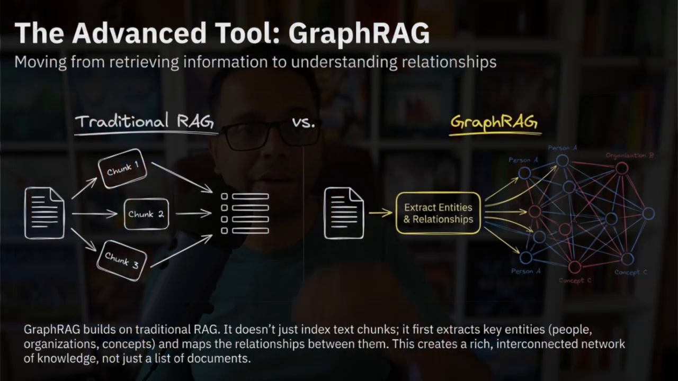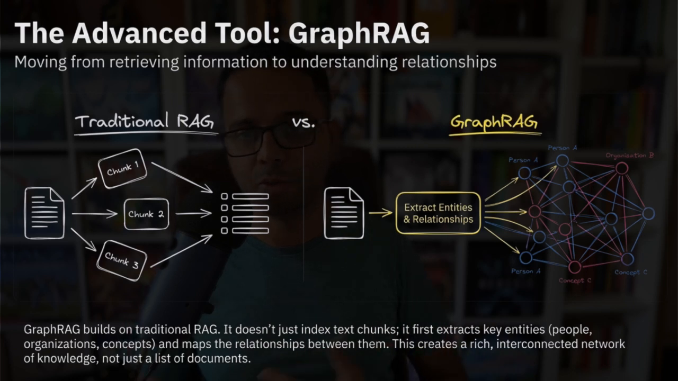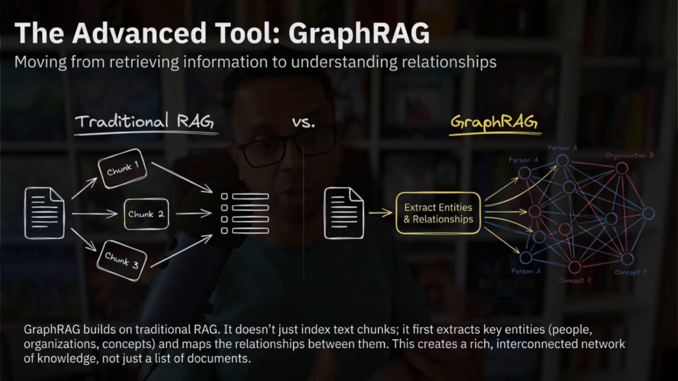And this is where we have GraphRAG, where basically we retrieve information to understand relationships. So what GraphRAG does, which is the primary difference between traditional RAG and GraphRAG, is that it tries to extract entities and relationships between words as well, right? Apart from creation of the chunks, it does not just create text chunks, it creates relationships, which can be people, organizations, or concepts, and maps that relationship together, right? So let's look at an example of how GraphRAG can be useful.